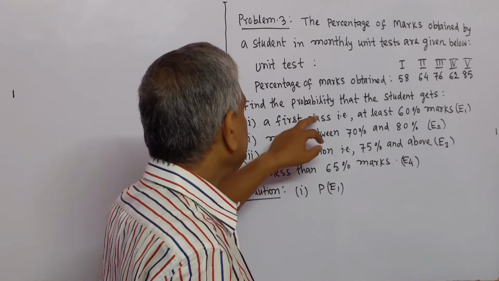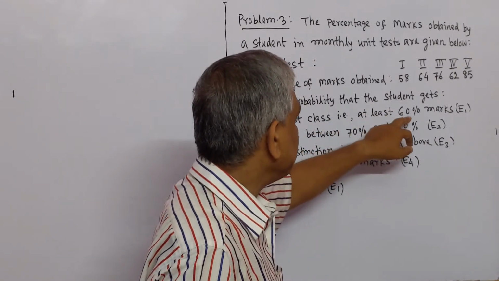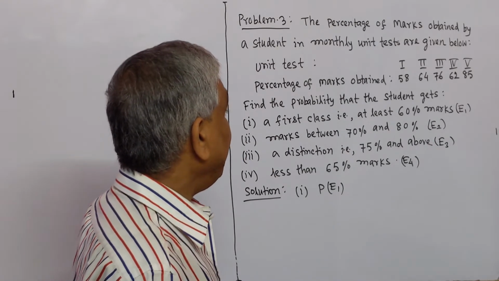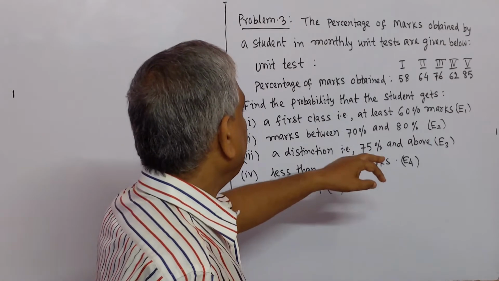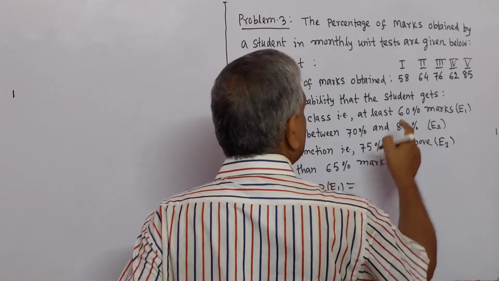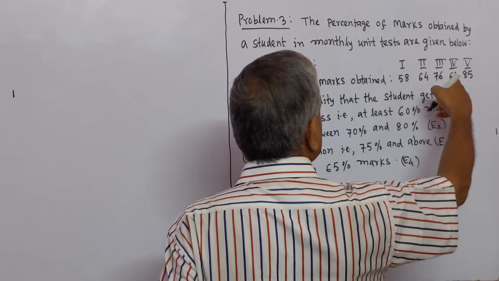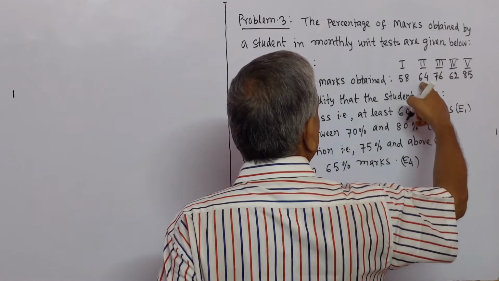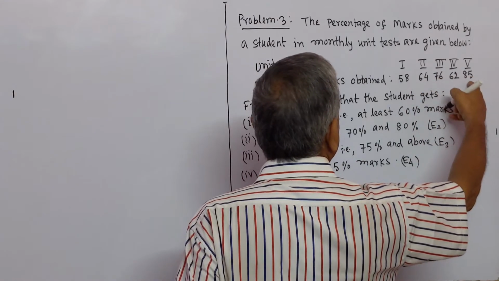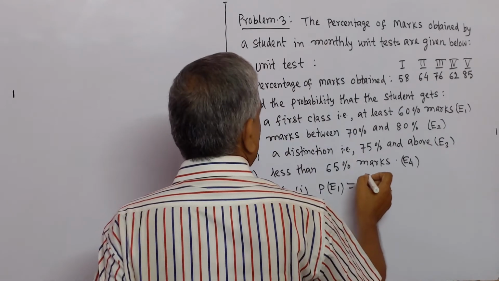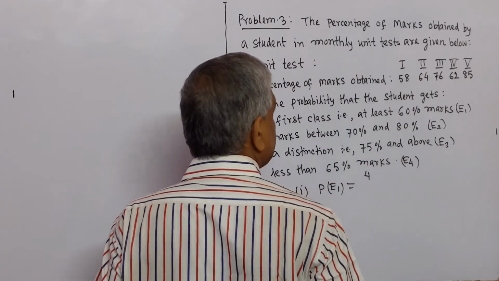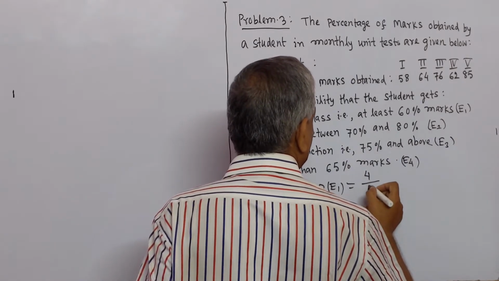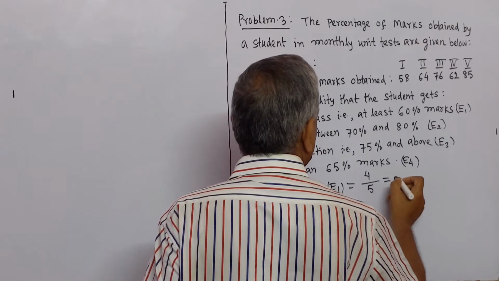Here a first class, that is at least 60% marks. At least 60% marks means 60% and above. Here, the number of unit tests in which students get 60% and above: this is number 1, number 2, number 3, number 4. So in 4 tests the student gets 60% and above, and the total number of tests is 5, and this is 0.8.